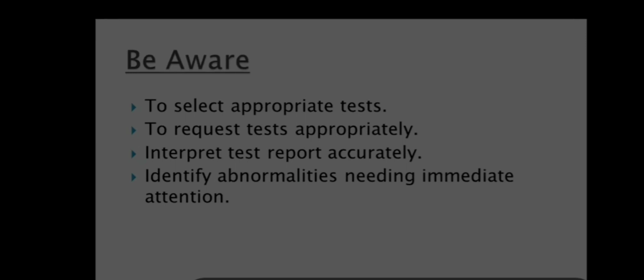you did a CBC, complete blood count, and you came to know that his total WBC is 30,000. So then you have to identify that this abnormality needs immediate attention, because there may be a toxic state in the body. So it needs more evaluation. We have to go for a culture of the blood sample, or so many other things we have to think about. So in that condition, the patient needs immediate attention. So you have to identify the abnormality or the test report which needs immediate attention.